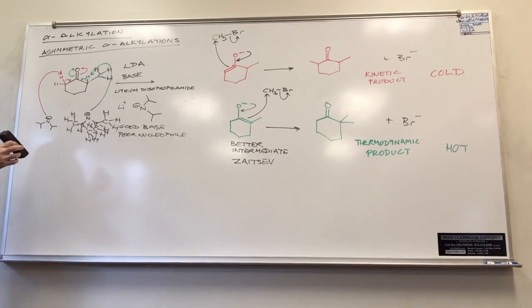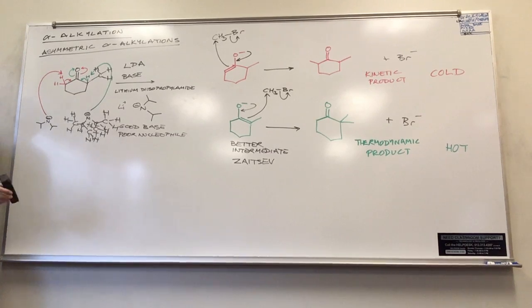All right, let's look at some examples of alpha alkylations to the same molecule. So we're going to start with two aldehydes, and we're going to turn one of them into an enolate. And we're going to have that nucleophile now react with the other molecule of aldehyde or ketone as the electrophile.